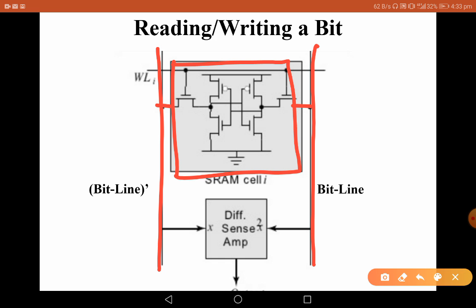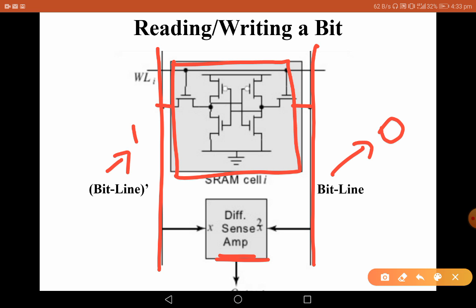Okay, the bit line and bit line bar are complementary. When bit line bar is 1, bit line is 0. That means they are complementary in nature, they are opposite in nature. When one bit line is 1, the other bit line is 0, because inverter outputs are opposite, we know. So we have a sense amplifier to sense which is 1.